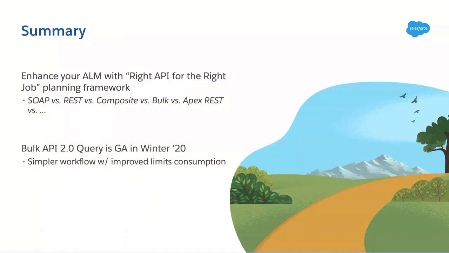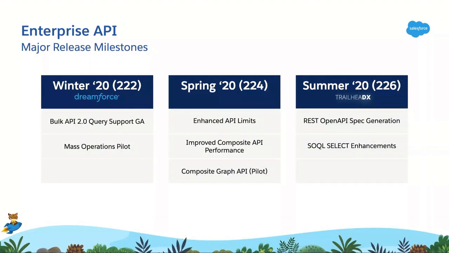But what are we working on next? Like Chris had mentioned, we just went GA with Bulk V2 query. And we have a very rich and fun roadmap ahead for all of you, which is alluding to the slide I showed at the beginning. Please reach out to Chris if you want to participate in our mass operations pilot, which is happening right now. In Spring 20, we're looking to bring enhanced limits. That doesn't necessarily just mean we're increasing your limits. It's actually flexible limits that we'll be happy to talk about more.